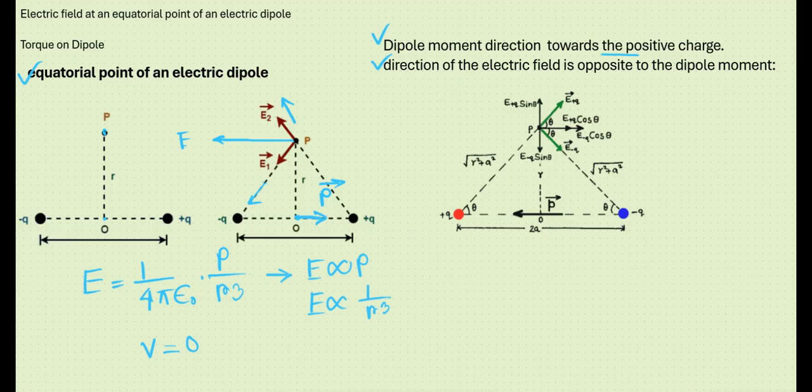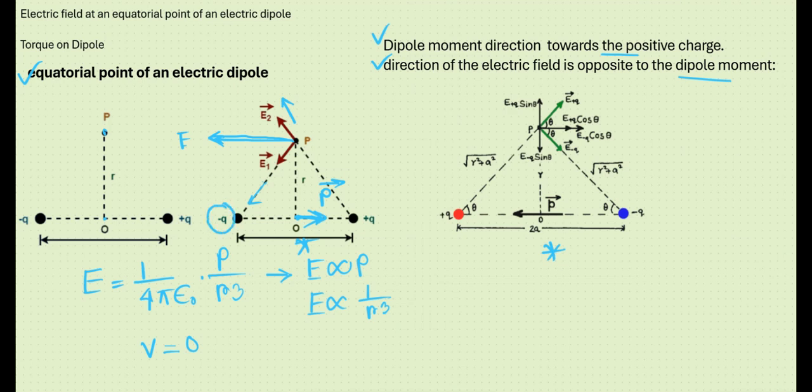And the second point is that the direction of the electric field is always opposite to the dipole moment. So the electric field is in this direction and the dipole is in this direction. And for this picture and this picture, what are the differences here?